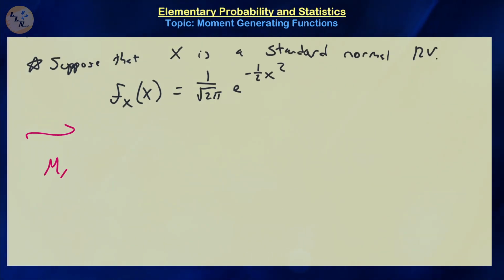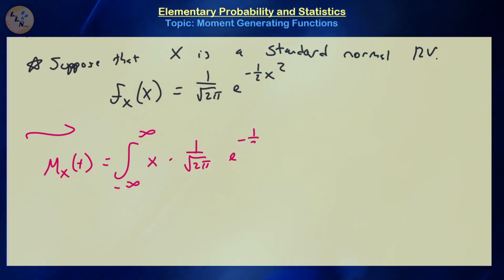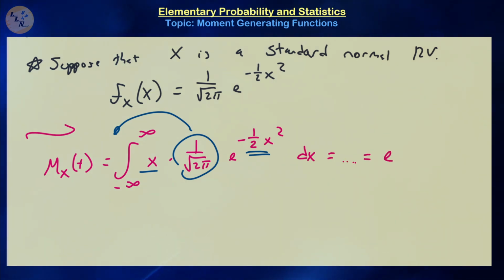So that's just going to be what? M_X of t is going to be equal to the integral from minus infinity to infinity, because that's the domain of a standard normal, of e to the tx times 1 over the square root of 2 pi times e to the minus 1/2 x squared. You can of course take this constant, factor it out, realize that there's a quadratic in the exponent and a linear term out front. Use substitution or something like that to evaluate that integral, and you're just left with e to the 1/2 t squared, and that would be the moment generating function for a standard normal random variable.